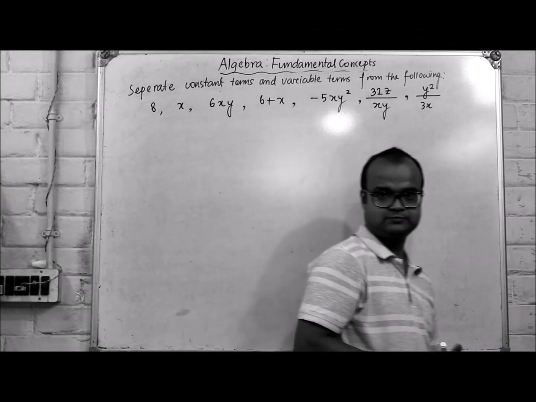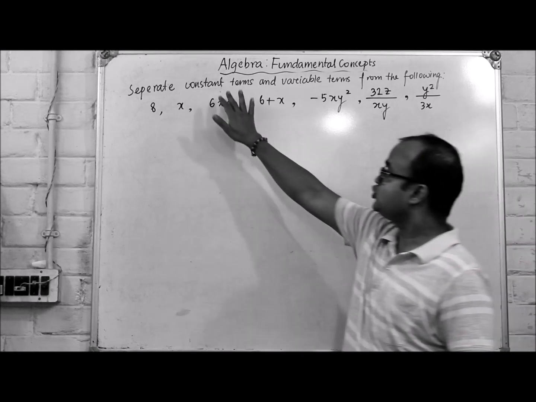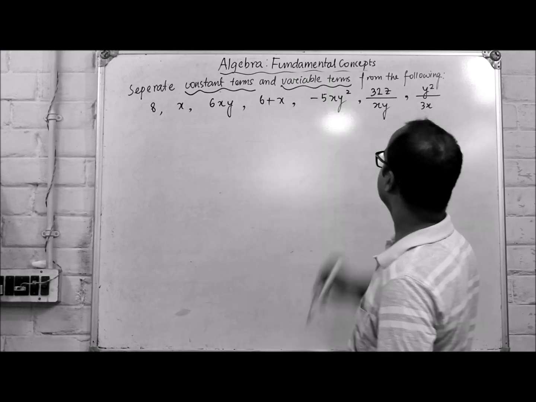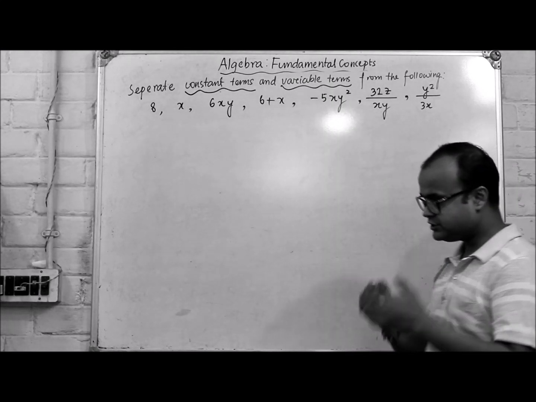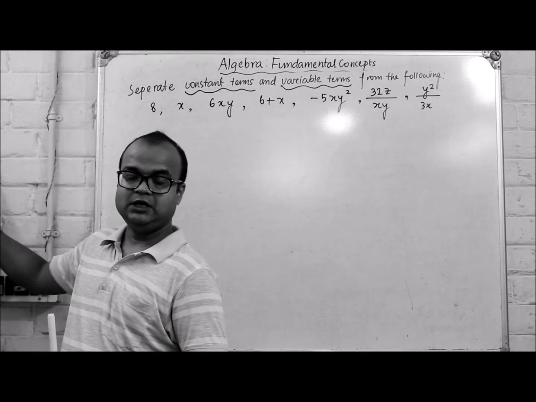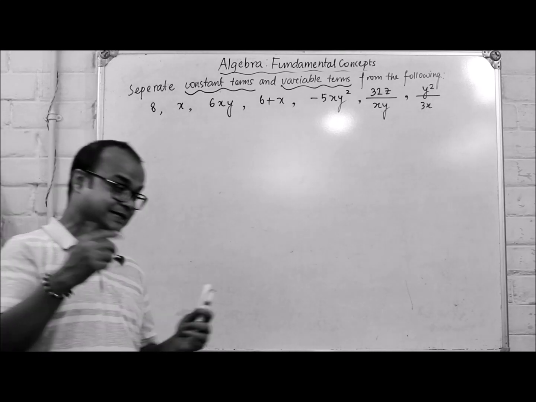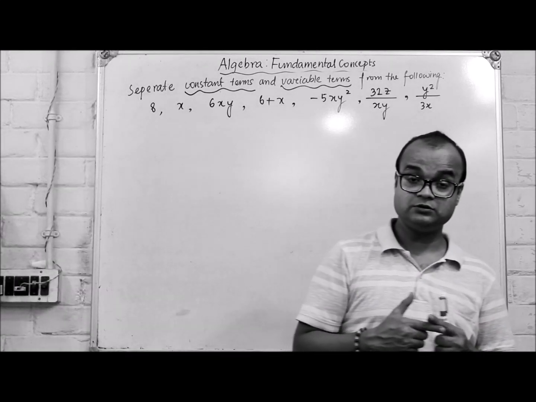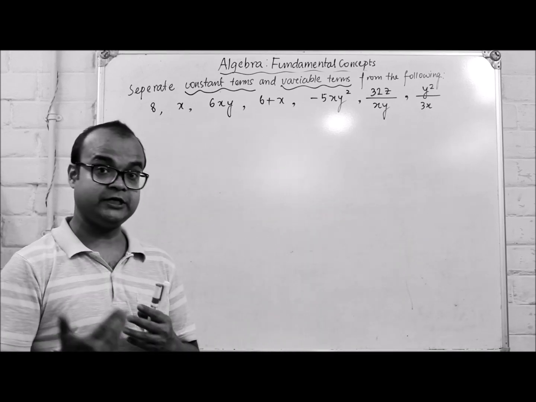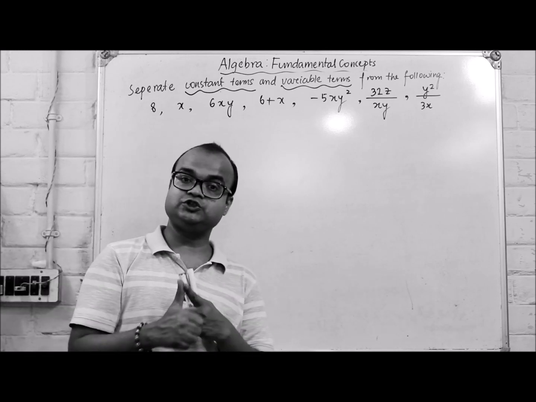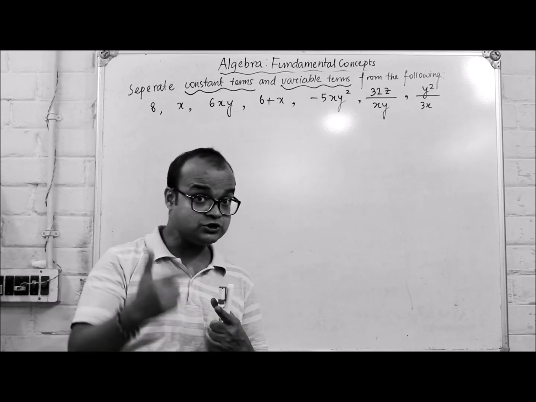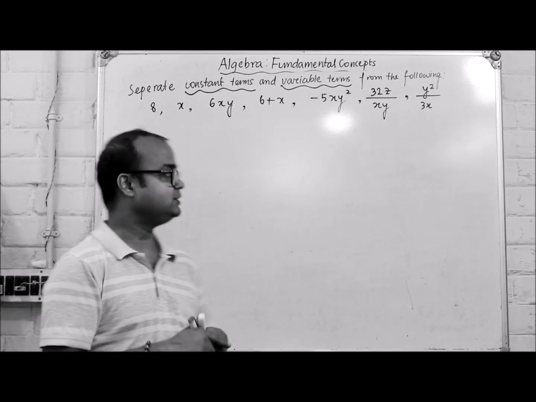Let us discuss some problems. Separate constant terms and variable terms from the following. Constant, just a recap, what is a constant? Fixed value. Second, what are the things we learned about the constant and variable? Combination of constant with constant is a constant. Combination of constant with variable is a variable.